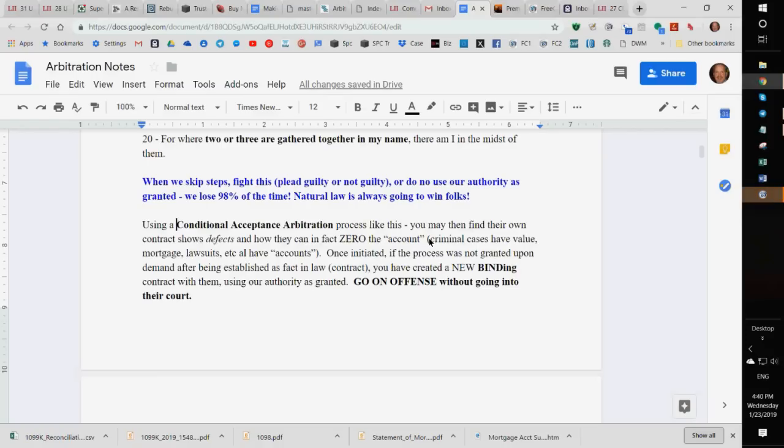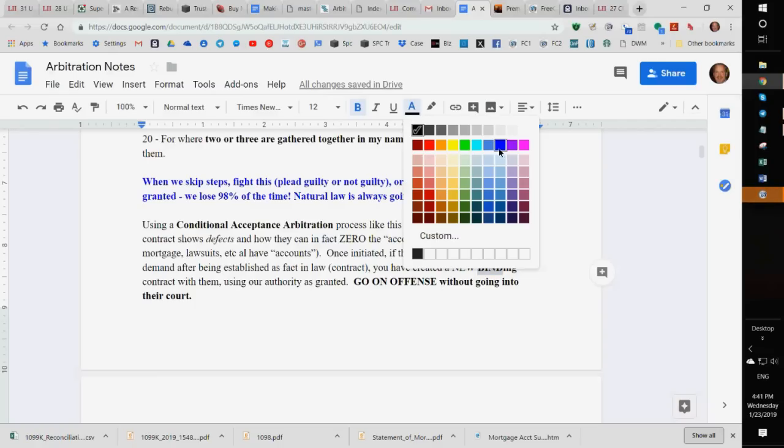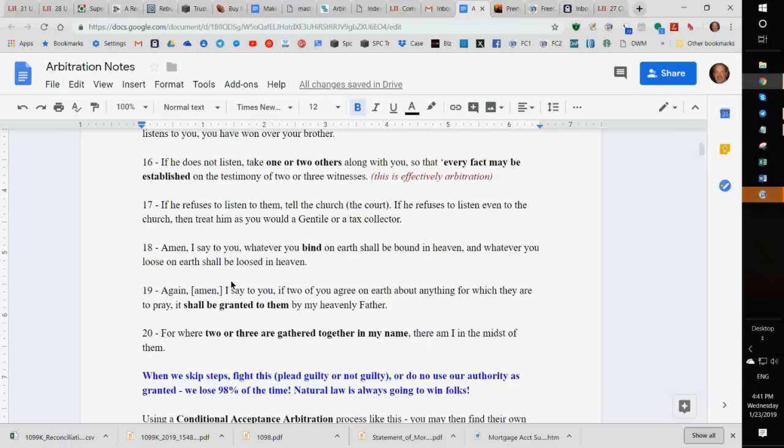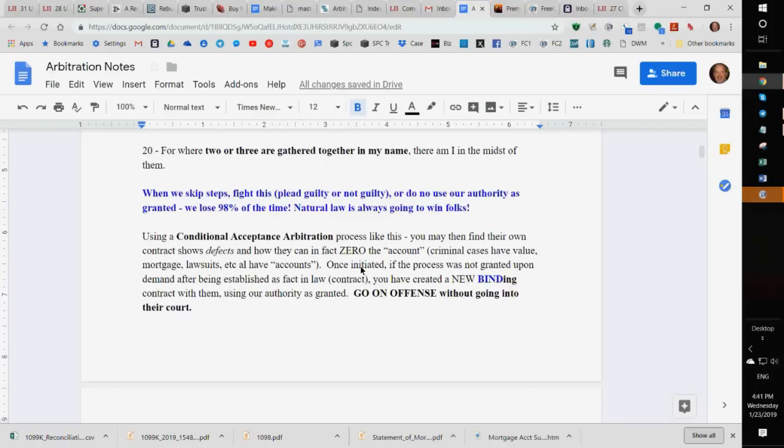See, they have the ability to zero the account, and a criminal case is an account as well. They start with a charge, a bill. It's all accounting, and so are mortgage issues and lawsuits and everything else. So once initiated, the process was not granted upon demand. That is your arbitration process. Once you've established that there is a fact in law, which is contract, a fact in law is contract, you have created a new binding, and notice I kind of highlighted the word binding, okay? Binding contract with them, right out of up here, whenever you bind on earth.